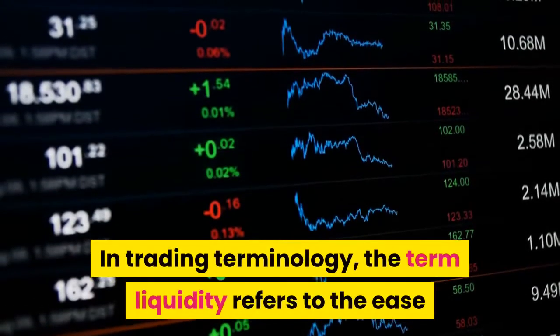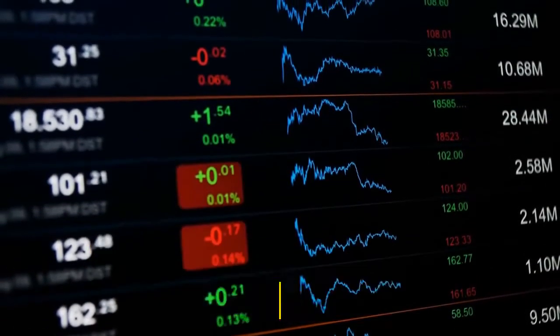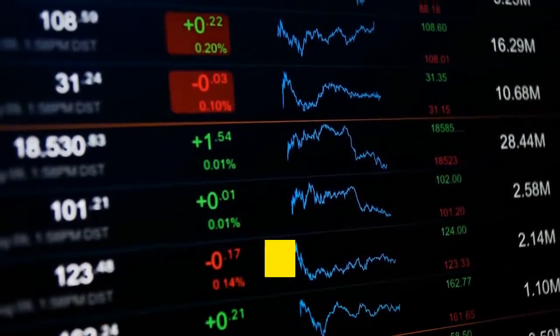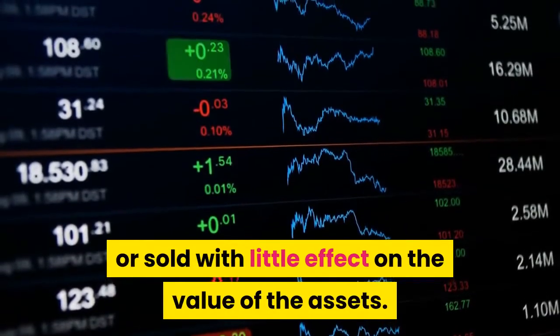This is similar to placing a deposit for a mortgage when you are dealing with property. In trading terminology, the term liquidity refers to the ease with which an asset can be purchased or sold with little effect on the value of the asset.